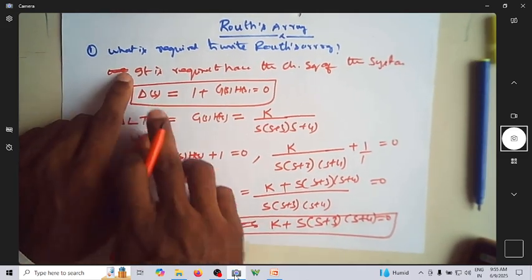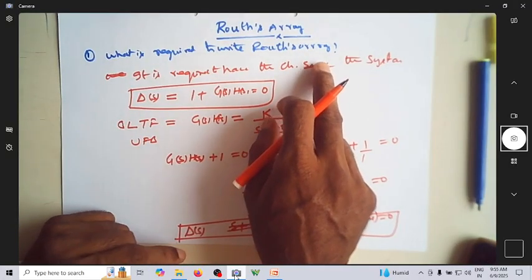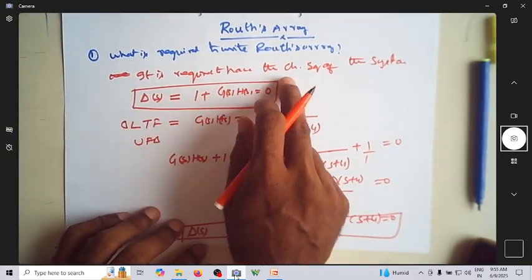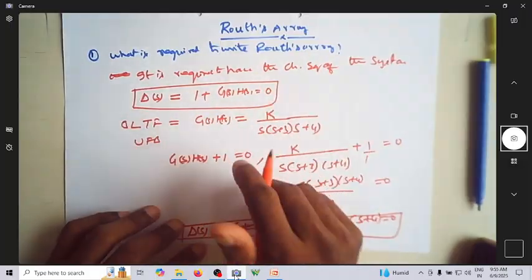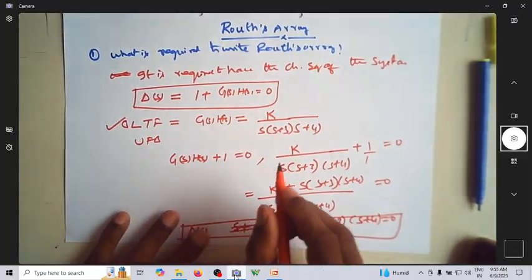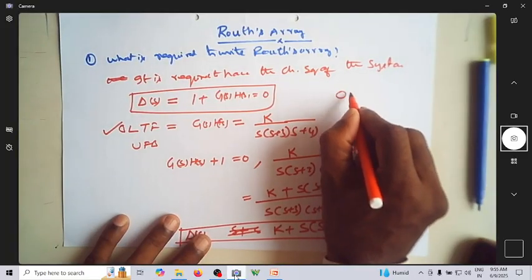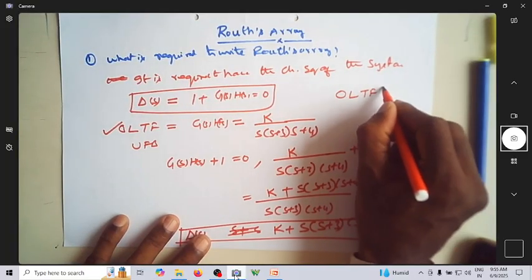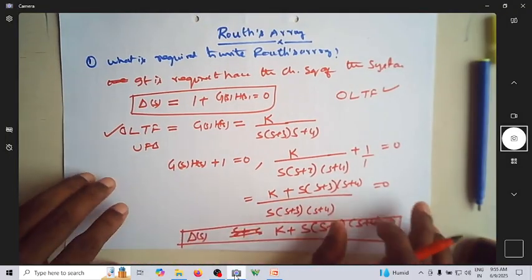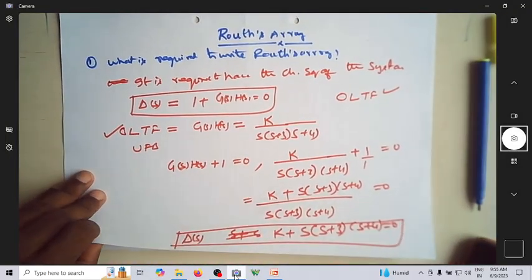So what is required to write the Routh array is the characteristic equation of the system, which can be derived out of the open loop transfer function. So if you have the open loop transfer function, it is enough to write the Routh array. Right? Okay.